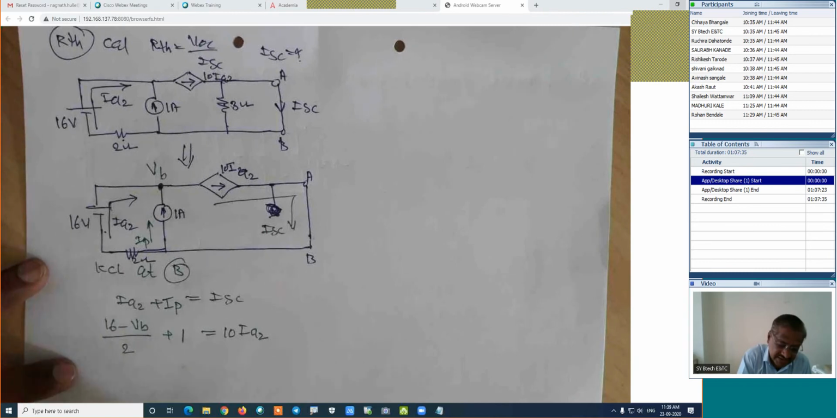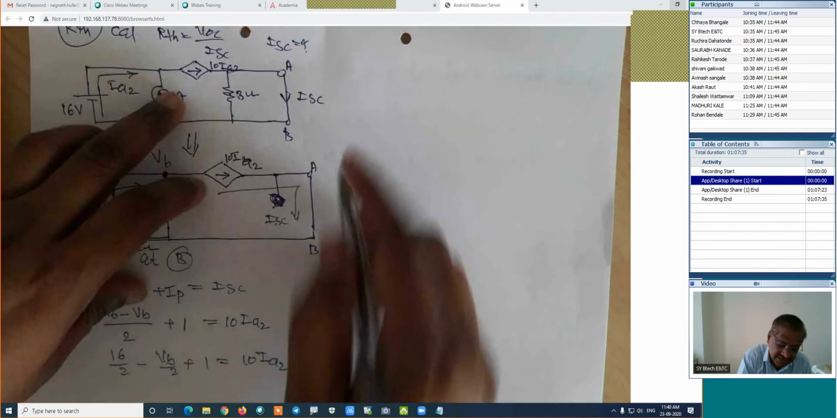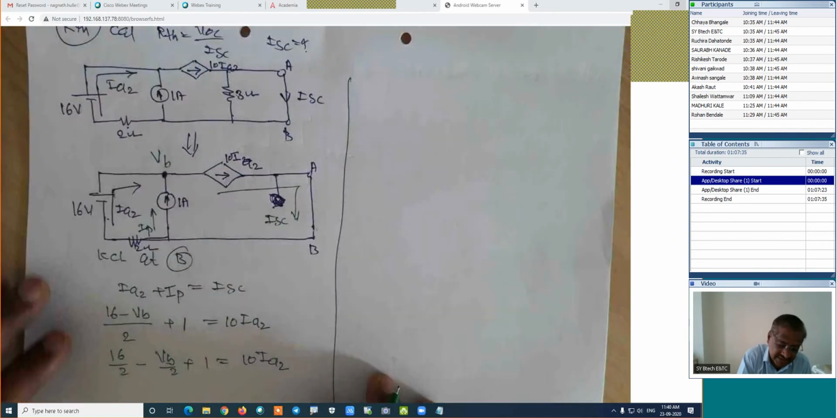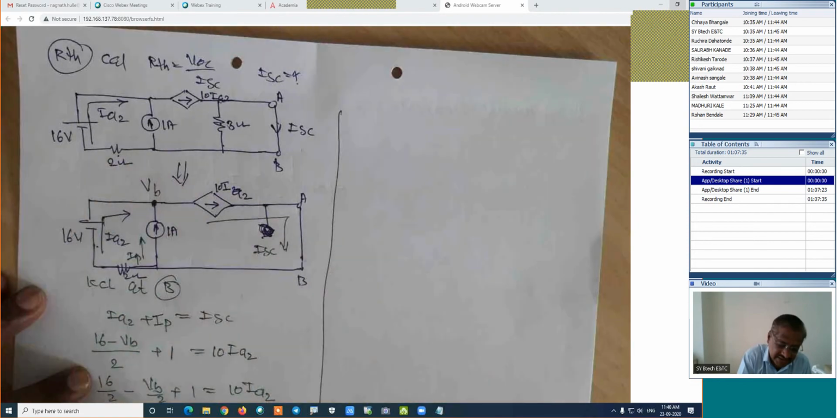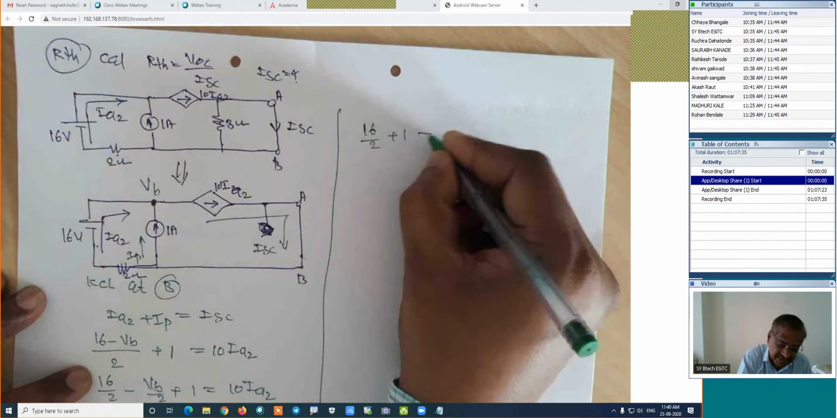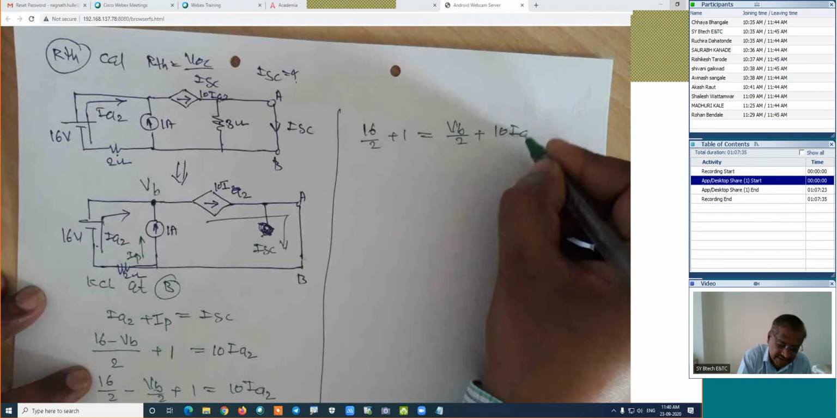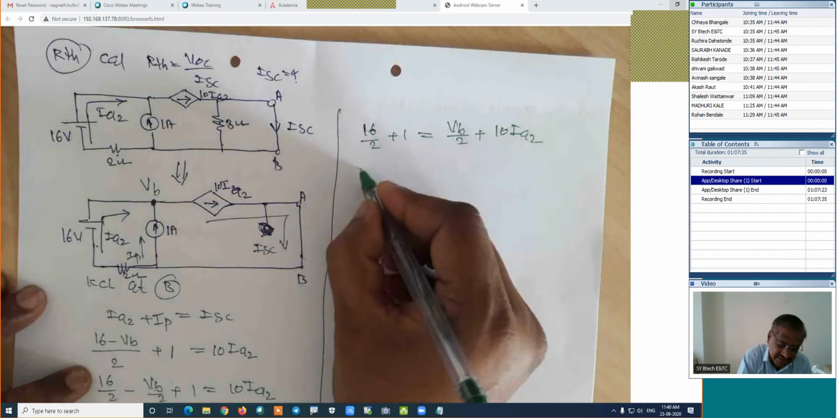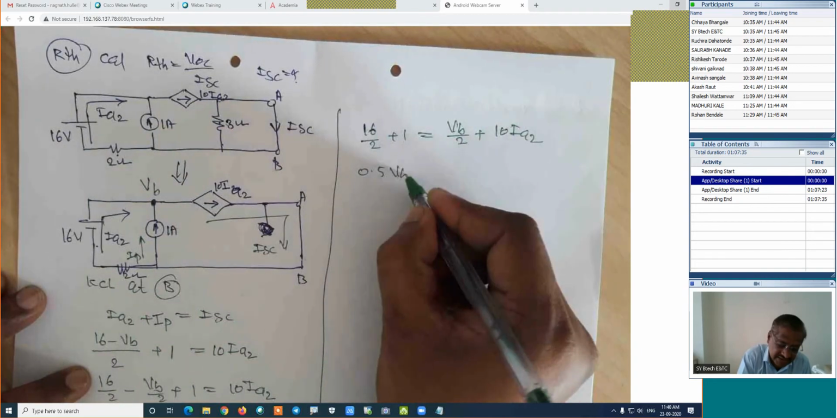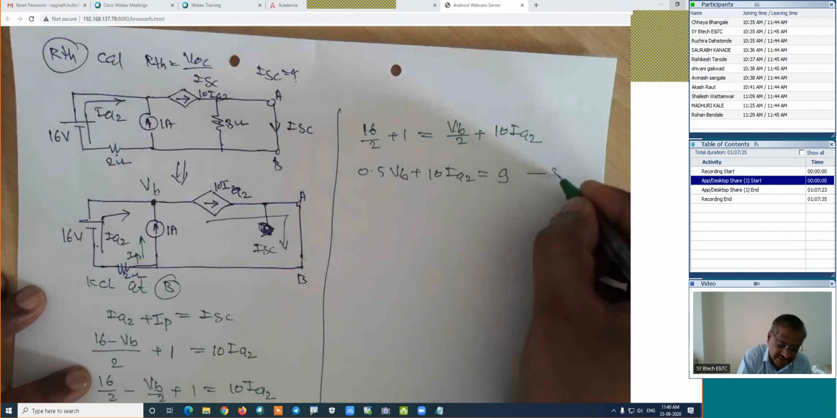If we are simplifying this equation, it will be 16 divided by 2 minus VB divided by 2 plus 1 is equal to 10 into IA2. That is the equation. Shifting the VB term to the other side, 16 divided by 2 plus 1 is equal to VB divided by 2 plus 10 into IA2. So the equation will be 0.5 VB plus 10 IA2 is equal to 8 plus 1, that is 9, and this is equation number 3, I guess.